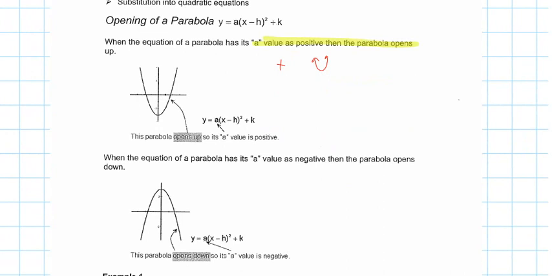Now, what if the a value is negative? The parabola is going to open down. Now, here's a trick that I always use. Negative starts with the letter N, and which way does the N open? Down. Right? Negative a value, parabola opens down. Okay? So if you want to highlight this, if the a value is negative, then the parabola opens down.